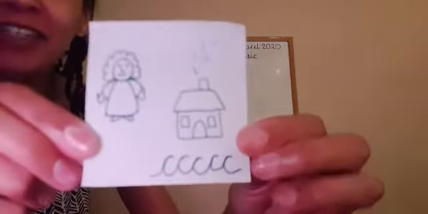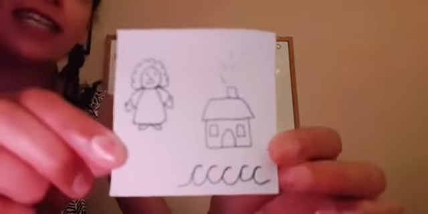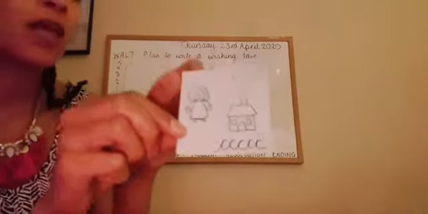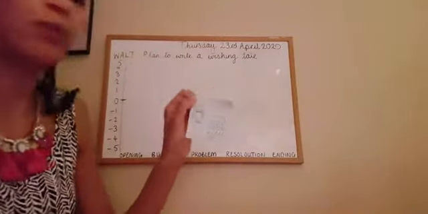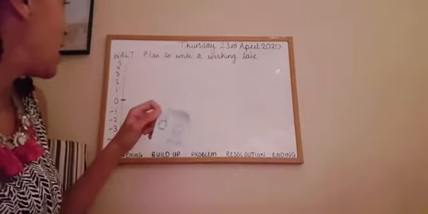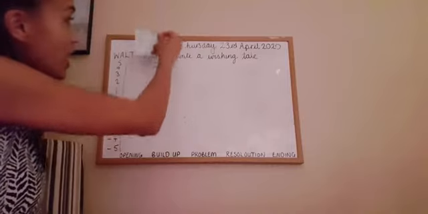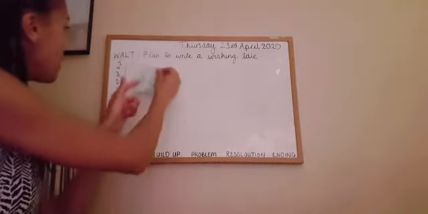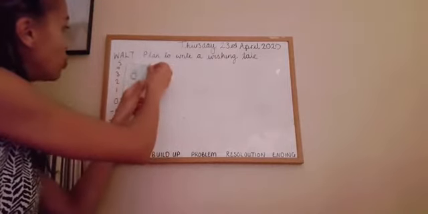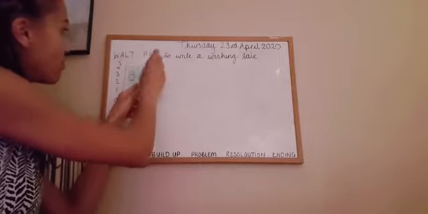So here is my little picture of the old lady, the cottage and the sea. I think I'm going to put this one as a positive. I don't think it's really, really positive, but I think it's about a 2 or a 3.